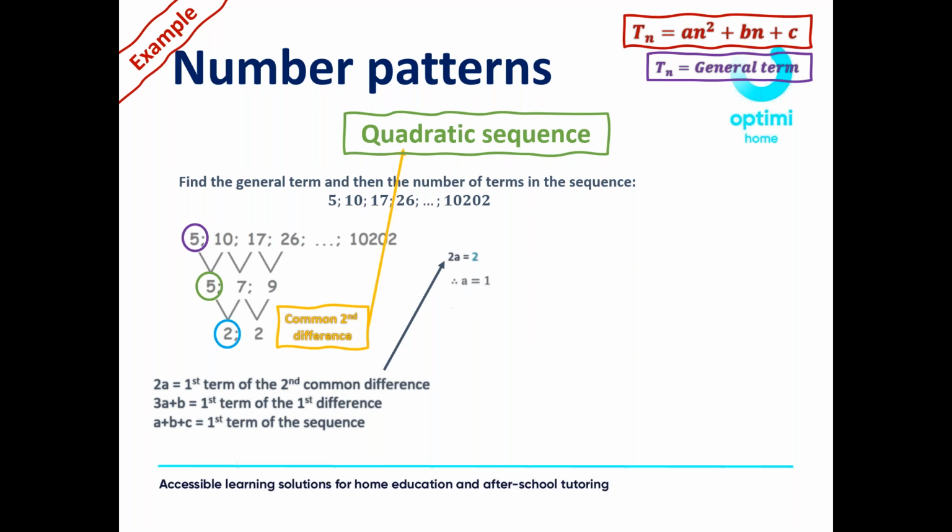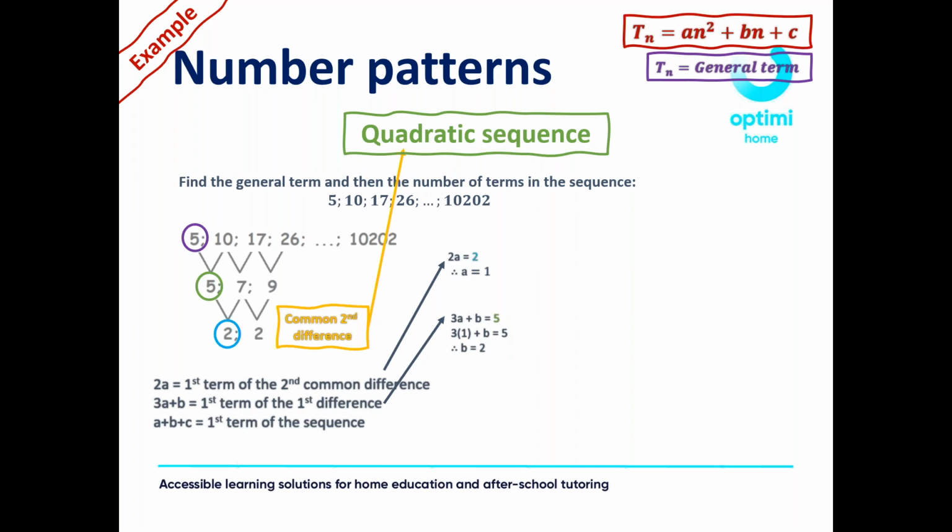I will now solve for a, so divide 2 on both sides, and you will get that a is equal to 1. Then I'm taking my second equation here. 3a plus b is equal to the first term of the first difference, which is 3a plus b is equal to 5. Now, I've already calculated a in my previous step, so I can substitute the value of a as 1, and then I can calculate b.